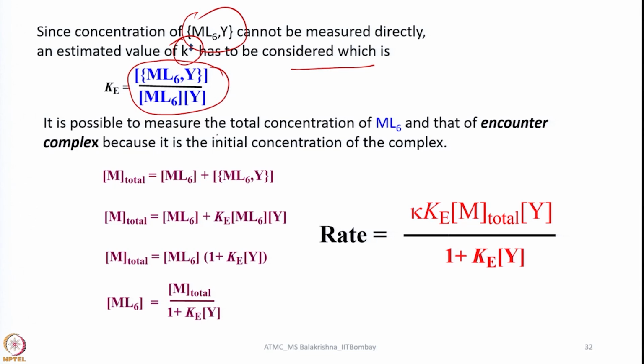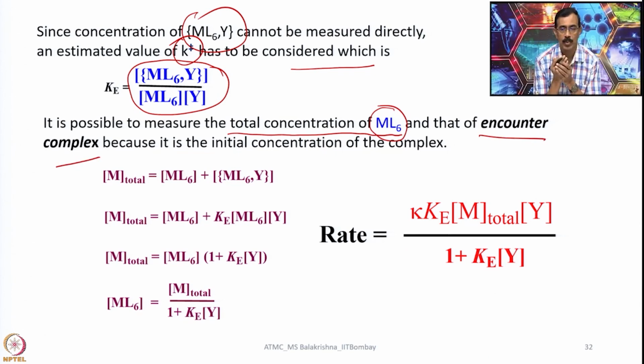It is possible to measure the total concentration of ML6, that means the starting complex, and that of the encounter complex, because it is the initial concentration of the complex. So, whatever initial concentration we have taken would give you a clue about the concentration of the encounter complex. So, let us look into how we can arrive at a relationship between these terms.